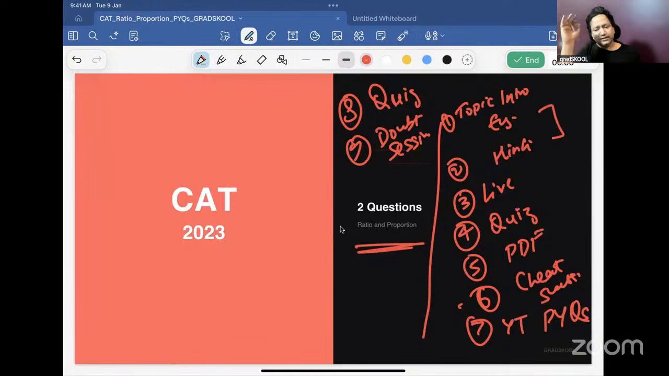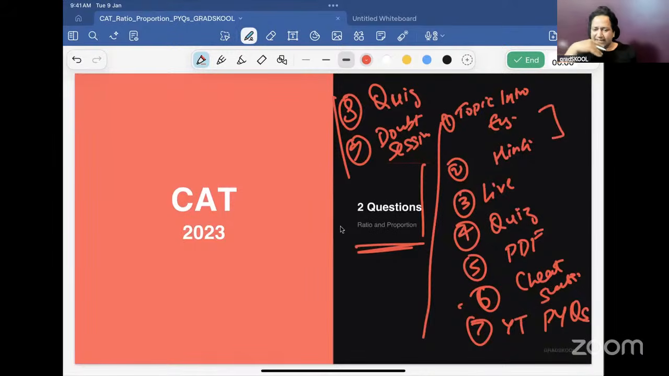But those who know it and those who are here, tell me, is this working for you guys? I don't want to ask you whether you're happy or sad, whether you like it or not. I know you like it. It's not about being liked or disliked. It's about what is necessary. This is the most necessary way to train someone, be it VRC, LRDI, and quant. That is what I feel.